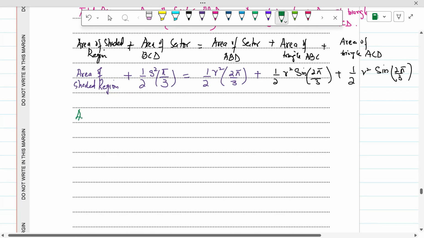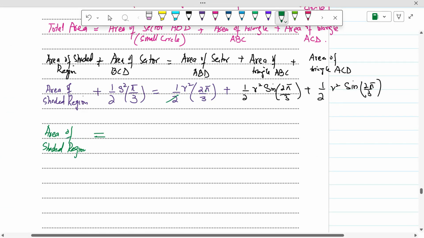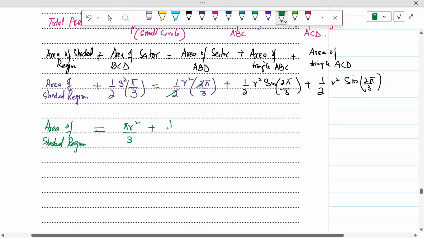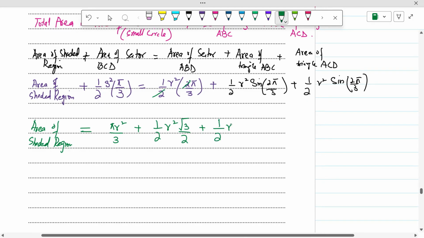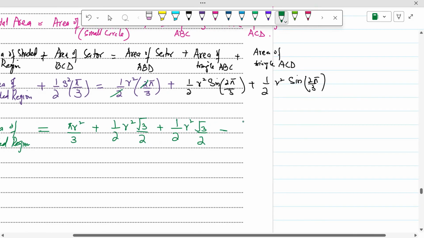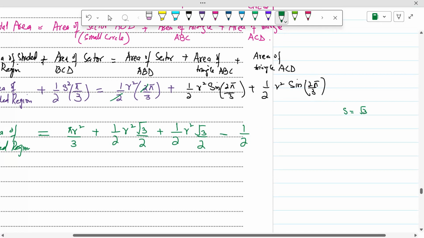So area of the shaded region is equal to, this 2 will be cancelled out, and we will have pi r square over 3, plus now area of the triangle, 1 over 2 r square sine of 2 pi by 3, is equal to under root 3 over 2, plus this one is the same, so 1 over 2 r square under root 3 over 2, minus this area, which is 1 over 2 s. We just calculated that s is equal to under root 3 r.